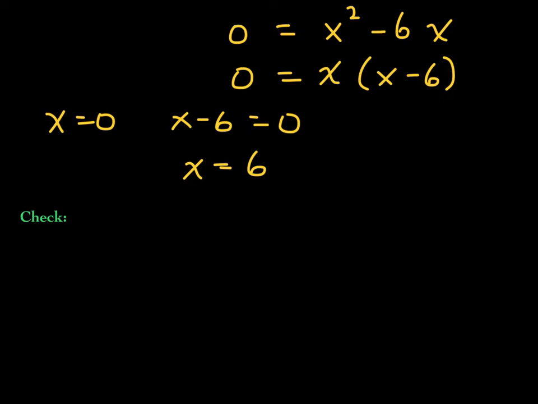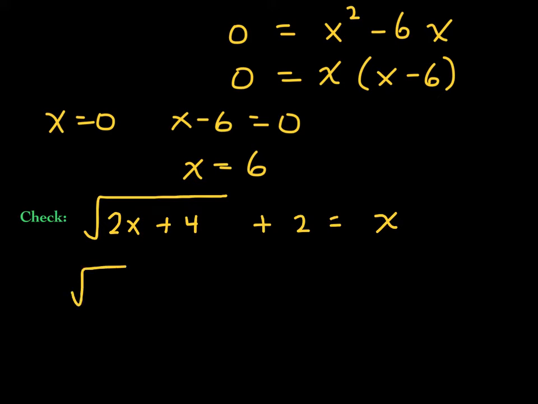And what we want to do is substitute them into the original equation, which says the square root of 2x plus 4, right? And then it said plus 2 is equal to x, right? So what I'm going to do is I'm going to substitute, and I'm going to check 0 first, okay? So 2 times, I'm going to plug in 0 right there, plus 4, and then plus 2 is equal to 0, well, supposedly, right? So let's simplify all this and see what we get.